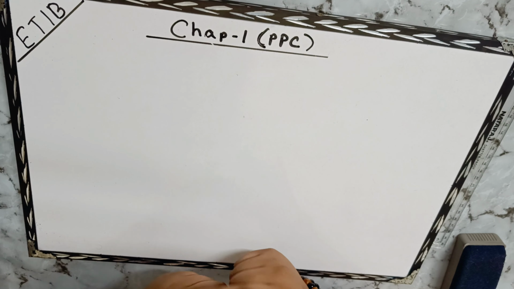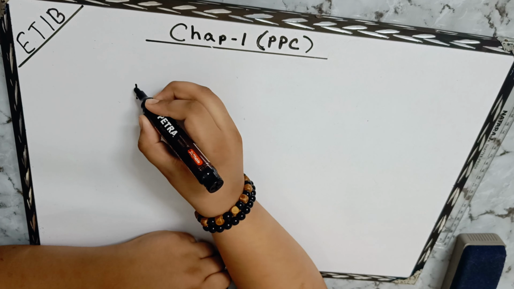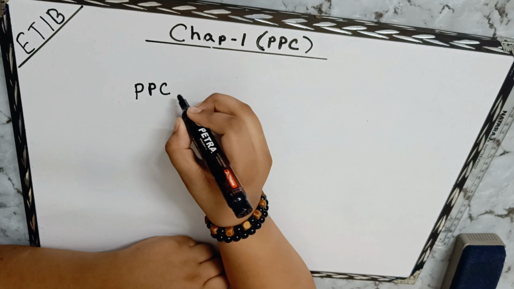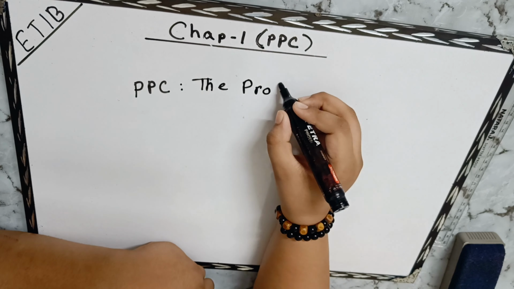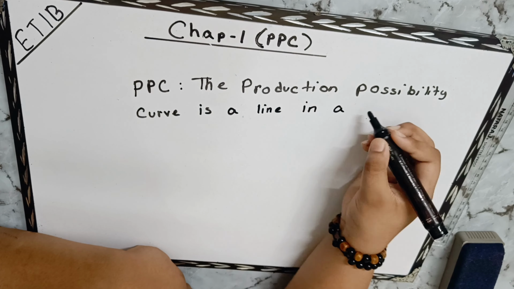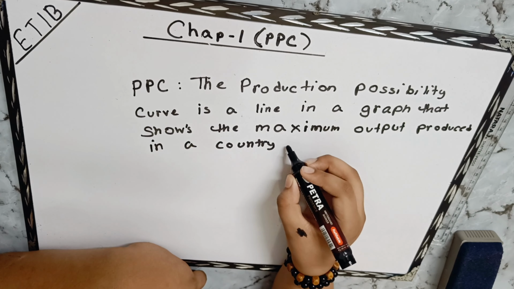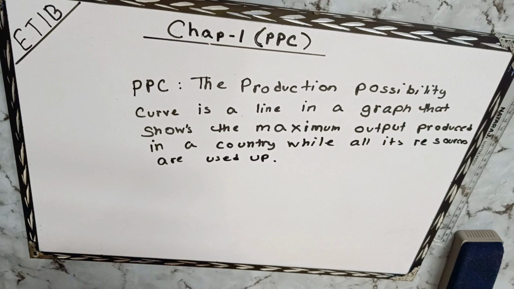So the first question, as we all know, what is PPC? The production possibility curve is a line in a graph that shows the maximum output produced in a country when all its resources are used up. So this is the exact definition of what is PPC, or what is production possibility curve.